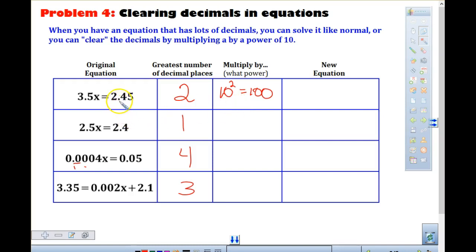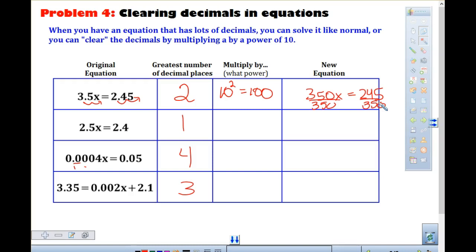If you were multiplying this by 100, that means you're moving the decimal point over 2 places. You're going to move this one over 2 places. What would my new equation be? 350x, right? Taking 3.5 times 100. 2.45 times 100 would give me 245. Now, myself with the decimals, for a lot of you, I just do the decimals on your calculator. I just do it like normal. Like this one, what are you doing to solve this? You're going to divide on both sides by 350. Take out your calculators and put 245 divided by 350.